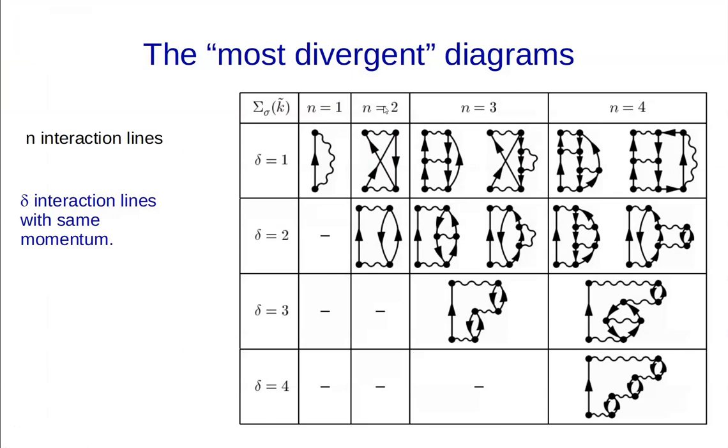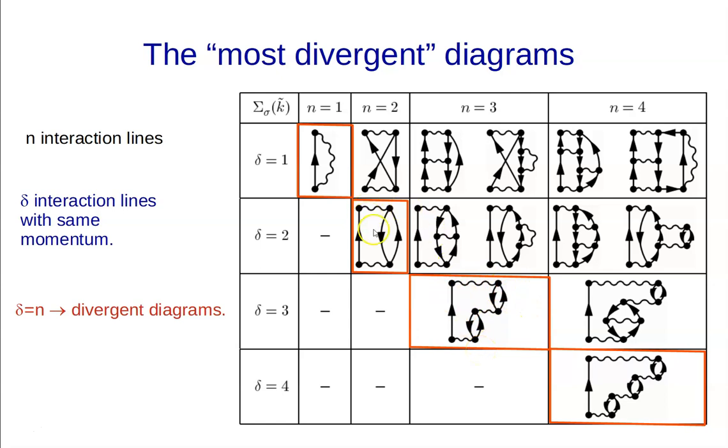So we're back to the table. And now we figure out that the divergent diagrams are these ones where I have the same number of interaction lines in that diagram as they have the same number of momentum. So I'm talking about these diagrams here in the diagonal, where delta is equal to n. So it's a diagram with order n, where all interaction lines have the same momentum. So these are the worst of the worst, right?